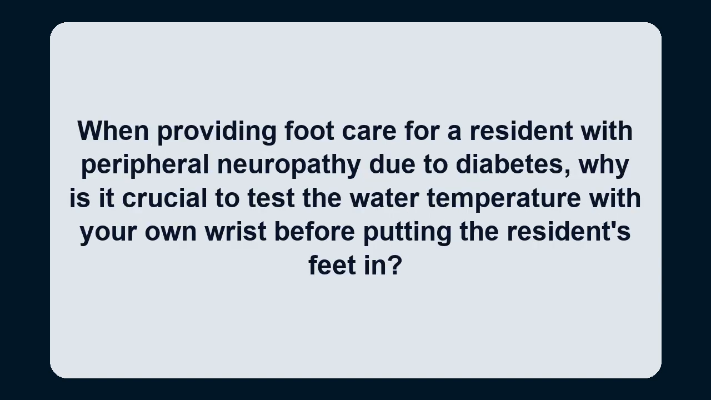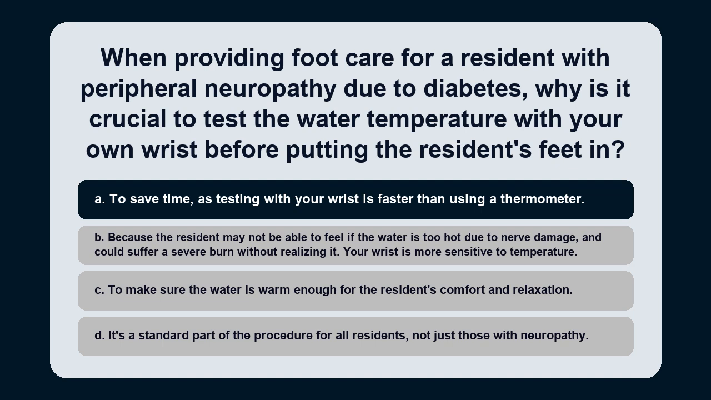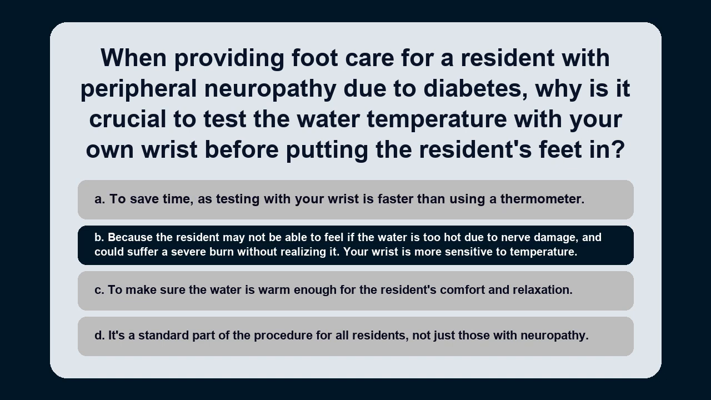Question 2. When providing foot care for a resident with peripheral neuropathy due to diabetes, why is it crucial to test the water temperature with your own wrist before putting the resident's feet in? Option A. To save time, as testing with your wrist is faster than using a thermometer. Option B. Because the resident may not be able to feel if the water is too hot due to nerve damage and could suffer a severe burn without realizing it.